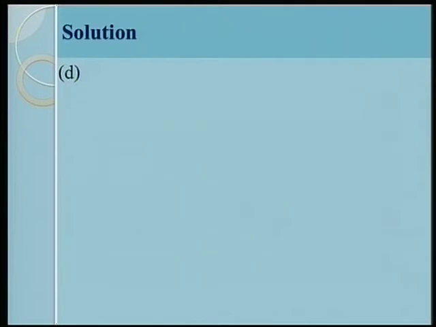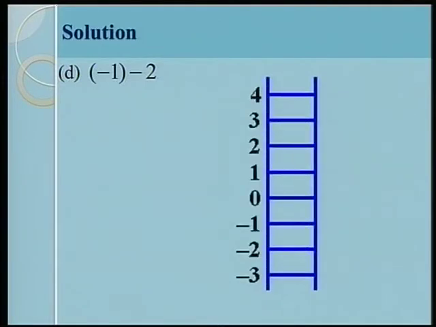The solution for part D, where we need to calculate -1 minus 2. This time Charlie will stand at -1. He needs to move down 2 steps, 1 and 2. He is now at -3. The answer is -3.